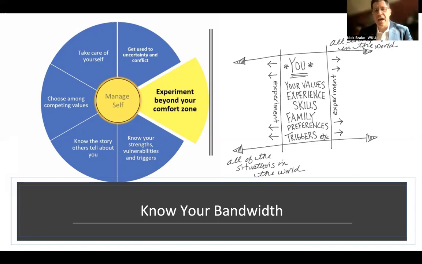So being able to experiment and push your bandwidth on situations is important. But for many people, introverts especially, people can be one of the challenging elements of comfort zones. So think about all the people in the world that are engaging around you, and pushing yourself and your bandwidth to experiment with them. Sometimes that creates a challenging situation.